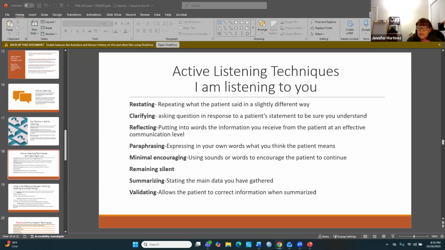So you've summarized the information that you have received from your client. Then once I say, is this correct, that allows them to say, yes, it's correct, or no, this is not correct, this should have been this. And so that allows the client to correct any information that may have been misunderstood or misheard.